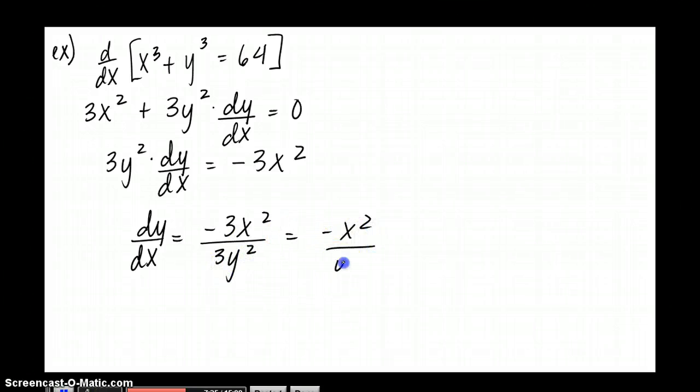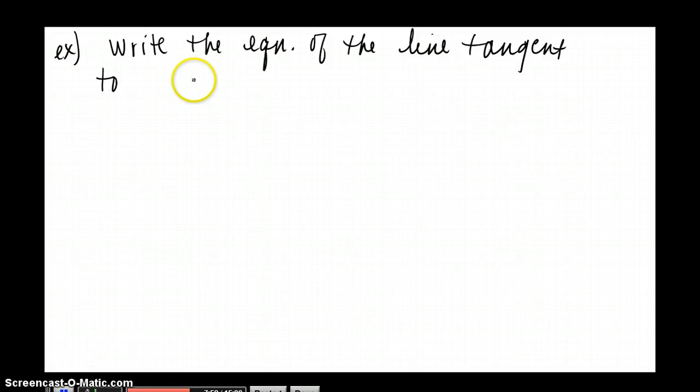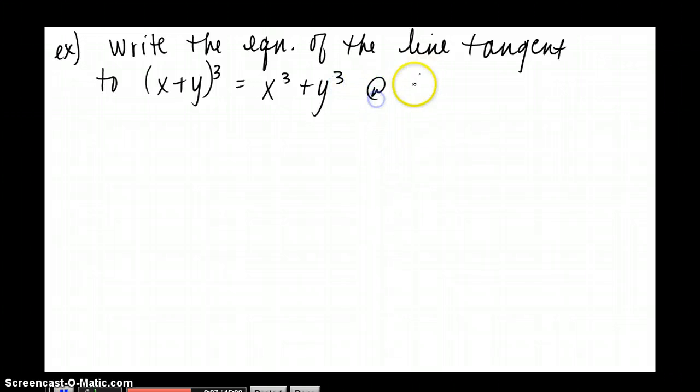So my derivative, notice now my derivative is in terms of x and y instead of just being strictly in terms of x. Now where does that become important? If I asked you, write the equation of the line tangent to the function (x plus y) cubed equals x cubed plus y cubed at the point (-1, 1).